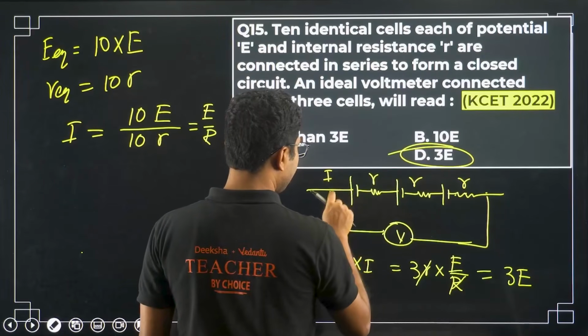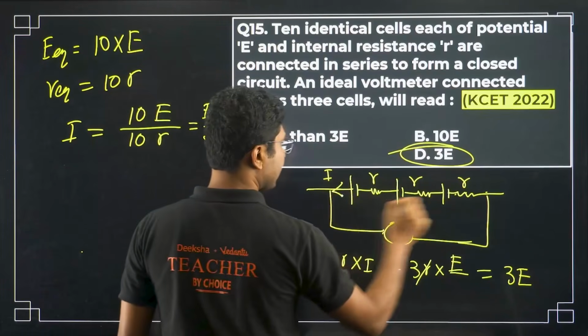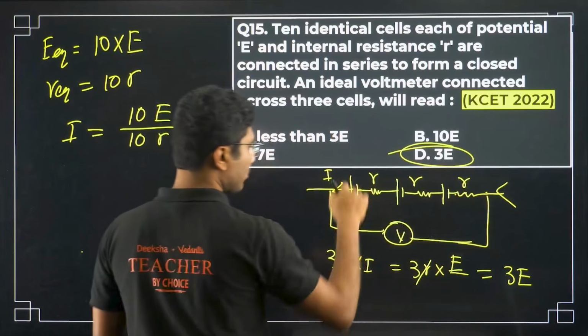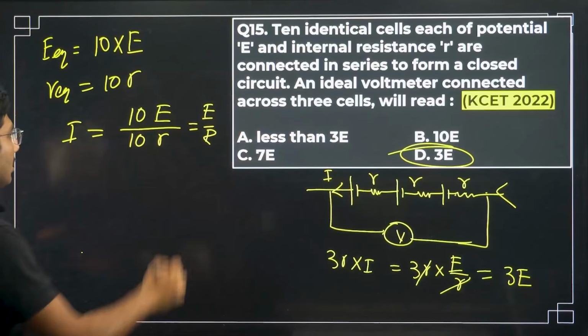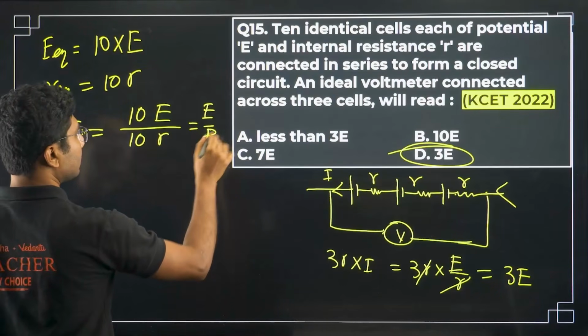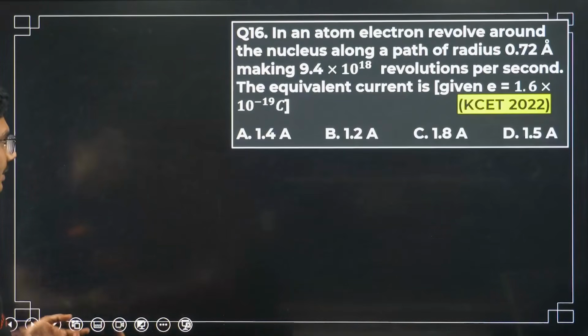Here I made a small mistake. The current will be in this direction. Positive, negative, a small mistake I made. Anyway, let's move on to the next question. Easy question. This is an easy question.